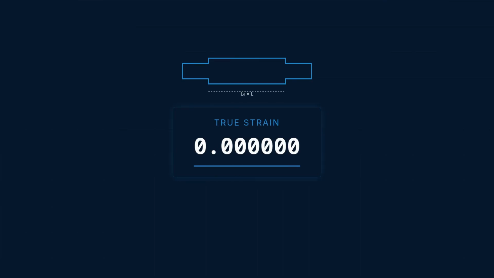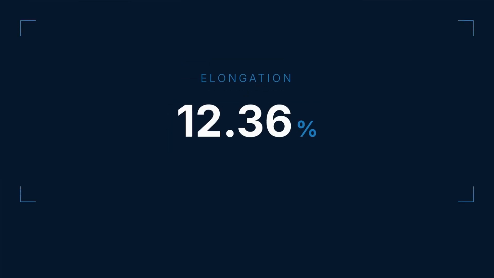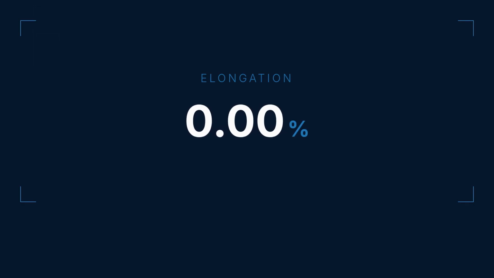The true strain also displays 0.000000, confirming no logarithmic strain. Finally, the elongation percentage reads 0.00%, indicating no change in length. When your material stretches or compresses, these values will show positive or negative results accordingly, helping you analyze material behavior under load.